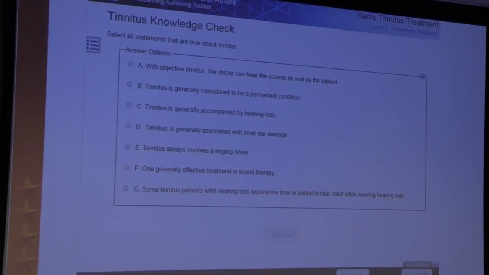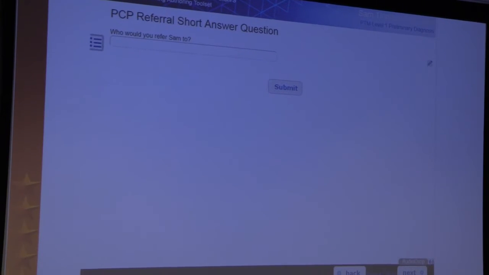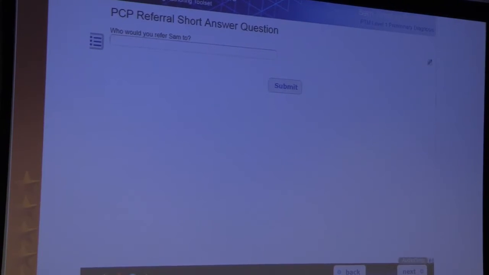We have a knowledge check. And then here's the first question. He's met with the primary care physician. What should the primary care physician do? And they have to enter a response. So any recommendations? What would you have the primary care physician do?